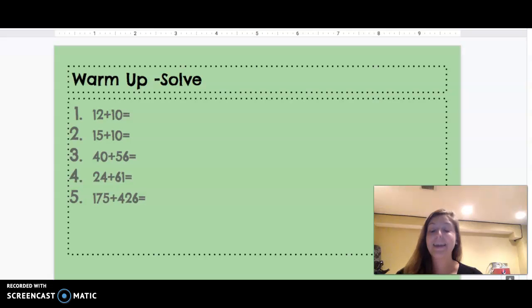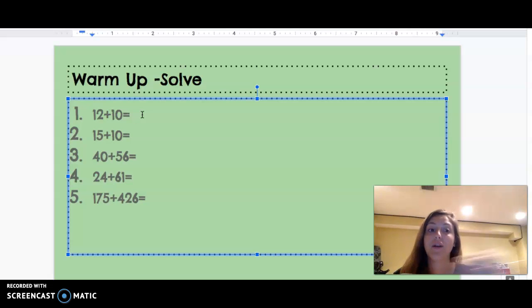Welcome back. I hope you saved your answers. Let's go over this together. So our first warm-up problem asked us to solve 12 plus 10. When you add 10 to 12, you get 22. So your first answer here was 22. Let's move on to number 2. 15 plus 10 would give me 25. So 25 would be my answer here.